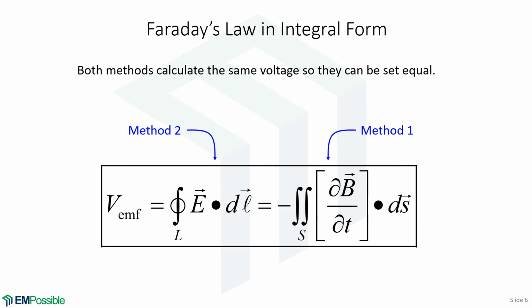If we set these two methods equal, we arrive at Faraday's law in integral form. Each of these is simply a different way of calculating the induced electromotive force, or the voltage at that little tiny gap in the loop. Now, this V equals part of Faraday's law is not normally there. I like to leave it there to remind us this is simply two different ways that we calculated the induced electromotive force at that little tiny gap in the loop of wire.